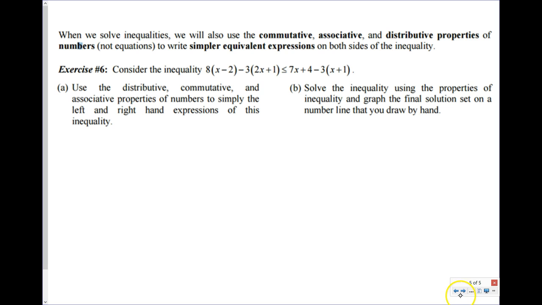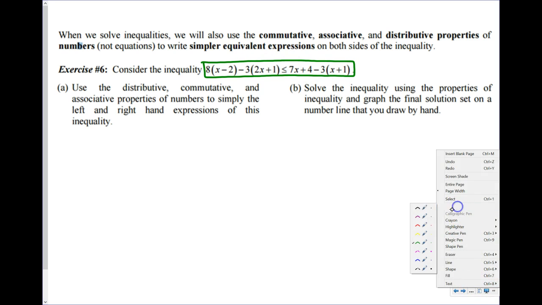Alright, we're almost done. Finally, let's take a look at a way more complicated one. We're going to do a full solution and a full graph. Okay? So, let's take a look at part A. Here's our inequality. It's pretty scary looking, right? No, not so much. It's just some distribution, some combining like terms.